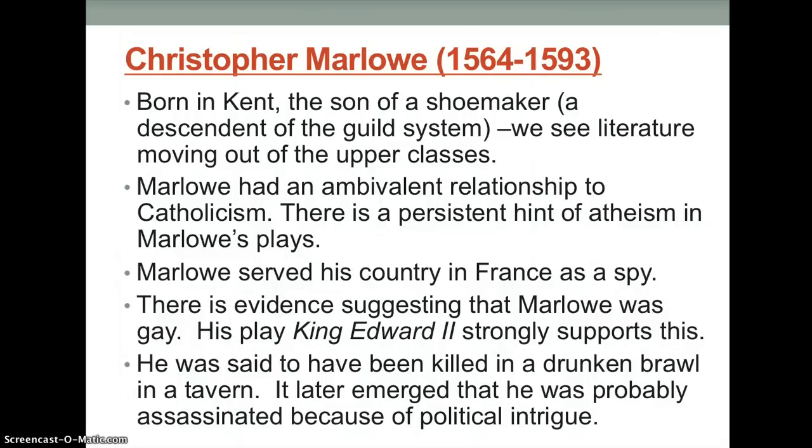Furthermore, his play King Edward II is the story of a king who is a homosexual. So all of that might be why he ended up dead at the hand of somebody else's dagger in a tavern when he was in his late 20s. At first, it was understood that he was killed in a drunken brawl in the tavern, possibly over a woman, possibly for an unpaid bill. And then later it emerged that he was probably assassinated because of political intrigue, and that political intrigue could have been any of the risky behaviors I mentioned above. These things are noteworthy because of the nature of his plays, by the way.